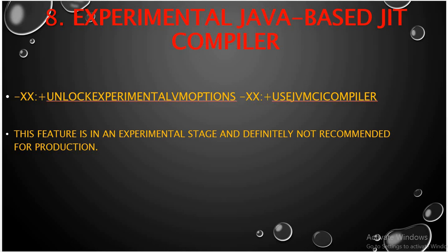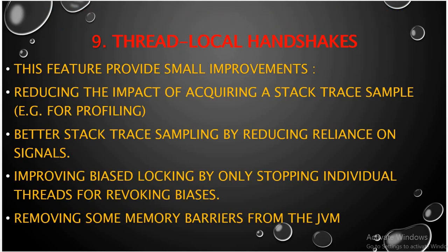And next one is number 9, thread-local handshakes. This feature lays the groundwork for improved VM performance by making it possible to execute a callback on application threads without performing a global VM safepoint. This would mean that the JVM could stop individual threads and not just all of them.